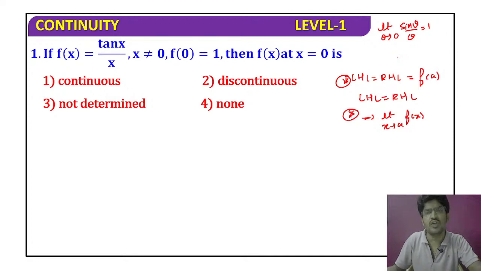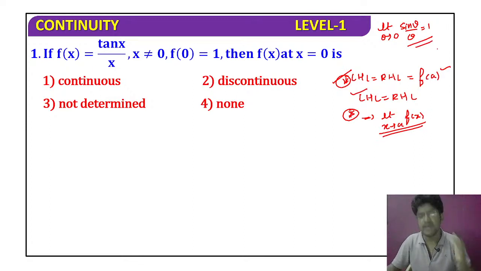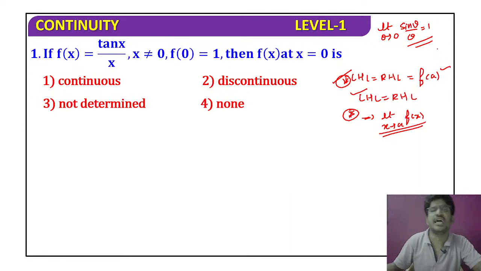You need not solve or take a pen in hand, because if you know the concept that continuity means LHL equal to RHL equal to f of a, where LHL equal to RHL means limit x tending to a of f of x, and if you remember that result, you can directly say that at x equal to 0 this function is going to be continuous.